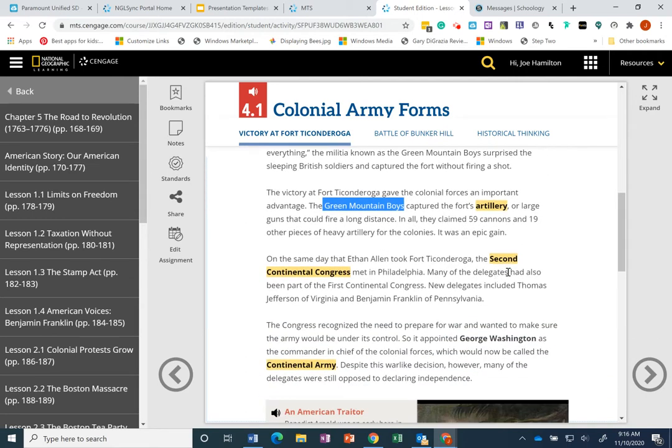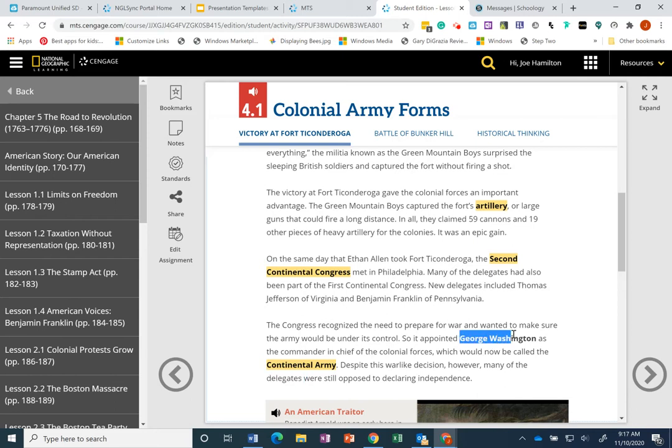It's when you get to the Second Continental Congress and the Continental Army that you kind of have to pay attention to the delegates. Okay. The delegates are mentioned here for Second Continental Congress, and the delegates are mentioned here for the Continental Army because they were responsible for forming the Army. So, make sure that you include that.